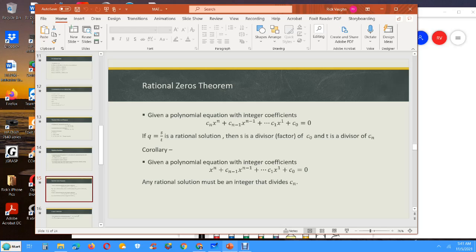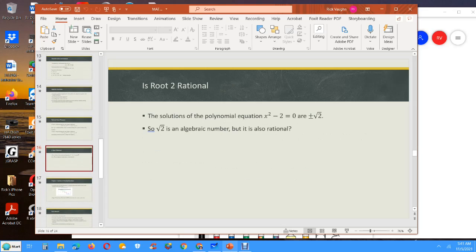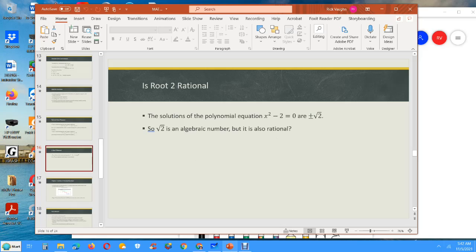You probably teach this in your high school algebra classes, but this is something that tells us whether we have rational solutions to this or not. And in particular, there may not be rational solutions. And this kind of answers the question about, are all algebraic numbers rational and vice versa.